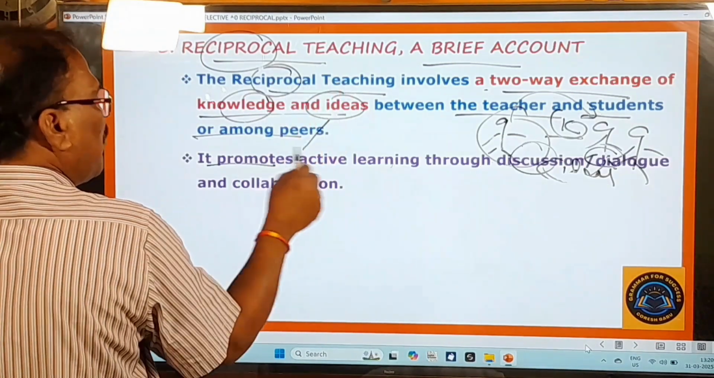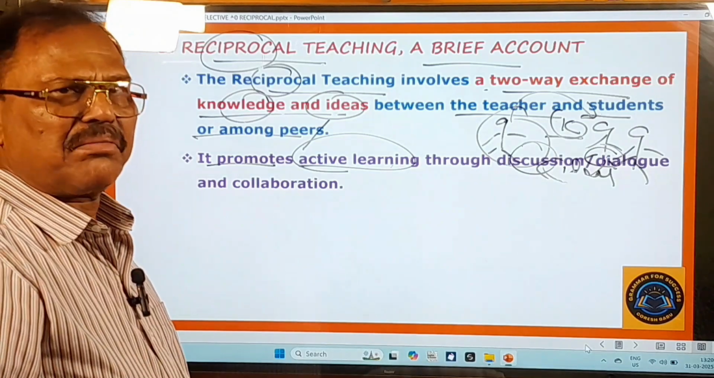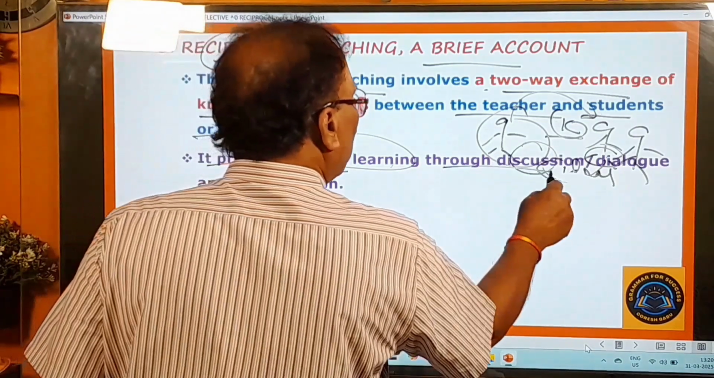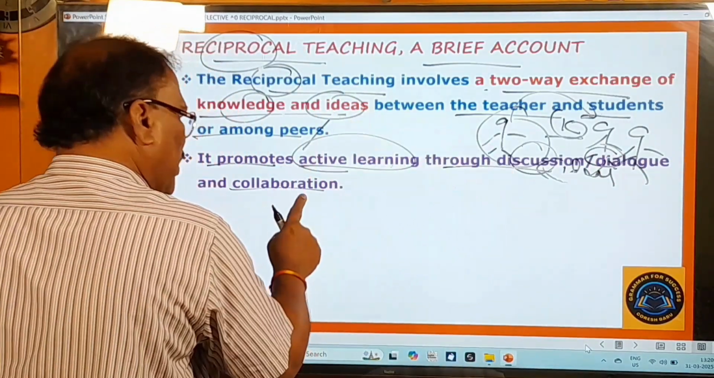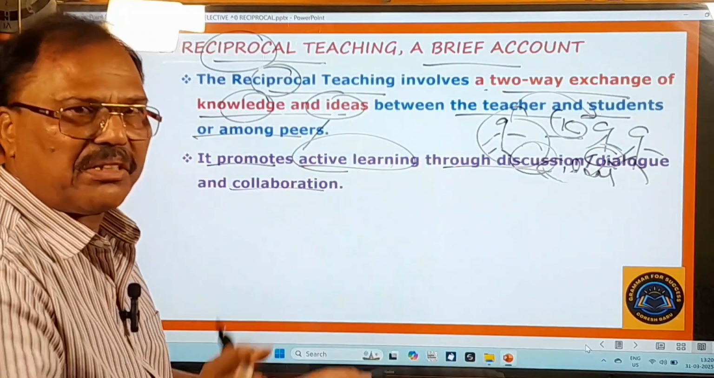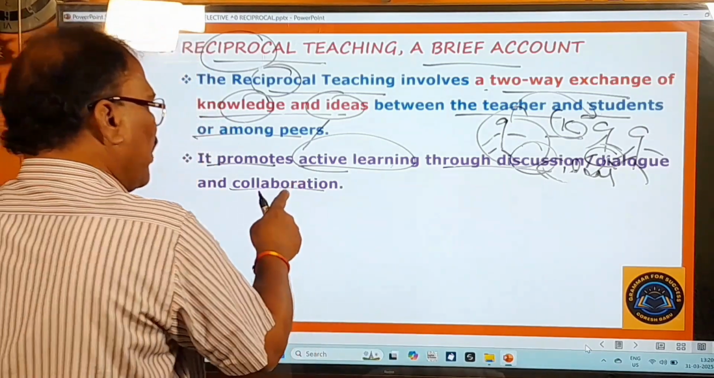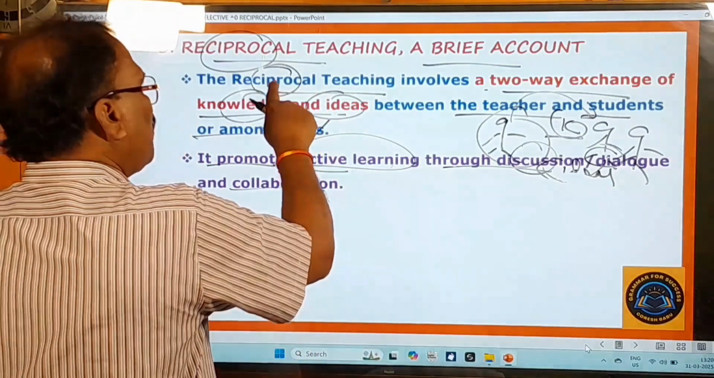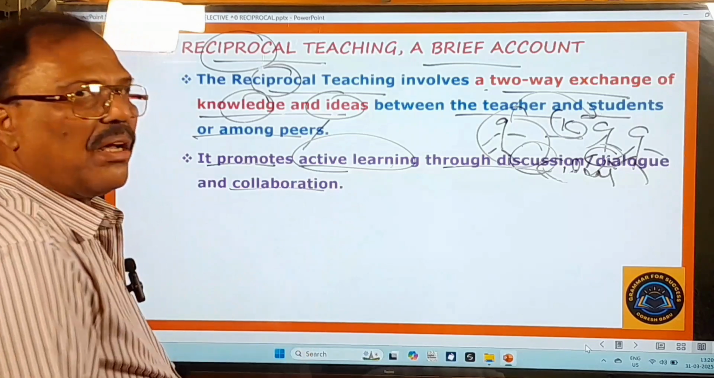Okay, and what else is there? This reciprocal teaching promotes active learning. Active learning is live learning, very enthusiastic learning. Okay, how? Through discussion or dialogue or collaboration. Collaboration means teamwork or group work, whatever it is. So through discussion or through teamwork, this reciprocal teaching will promote active learning among the students.